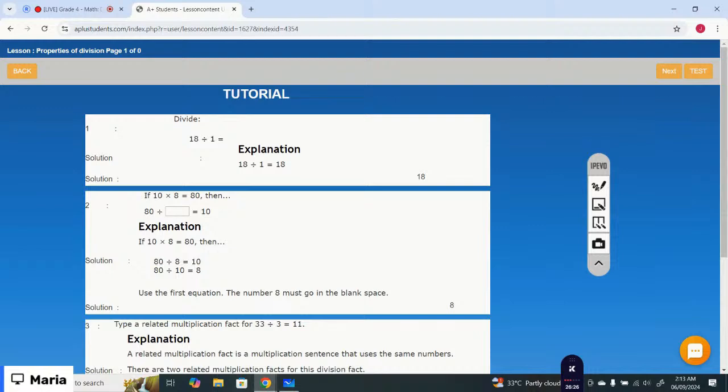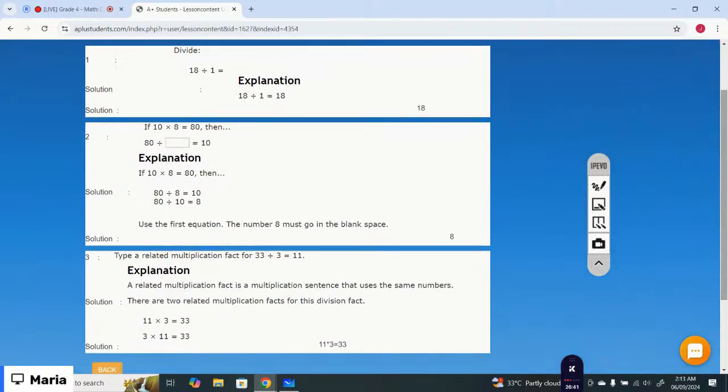Okay, the first one is 18 divided by 1. Whenever you divide any number by 1, the answer is exactly the same number, right? The correct option is 18. Whatever number it is, if you are dividing it by 1, the answer is exactly the same number, right? Just look at the other example.